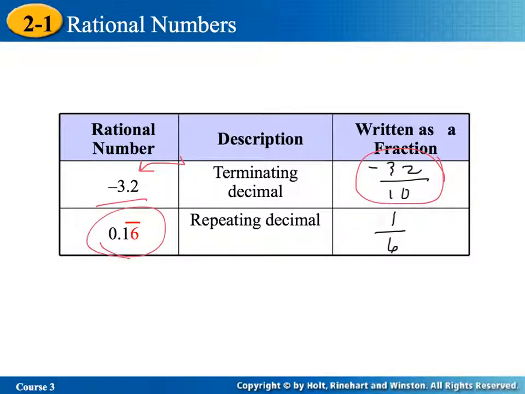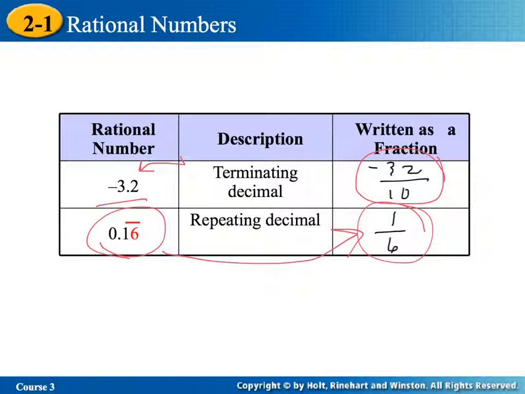0.16 repeating, that's a decimal. That is the exact fraction 1/6. And we'll talk about how we came up with 1/6, because this is in simplest form, but we would need a place to start before we got to 1/6. So you don't just take 1/6 all the time.